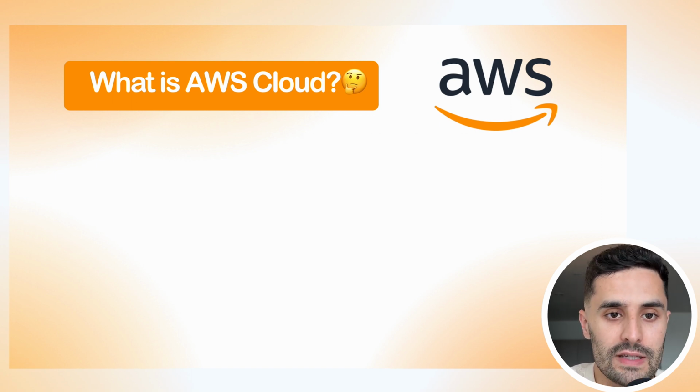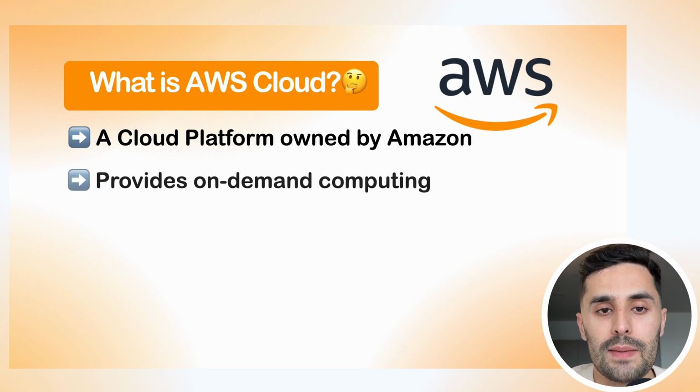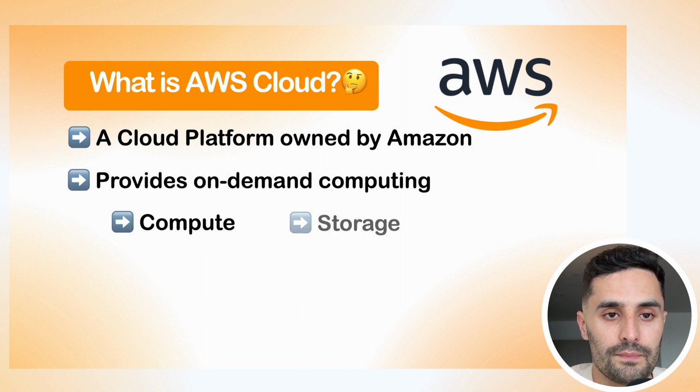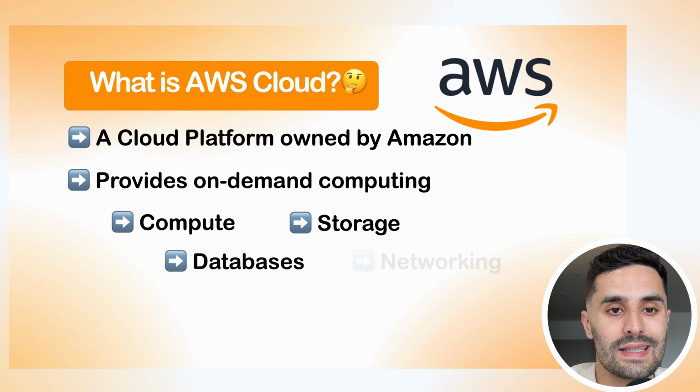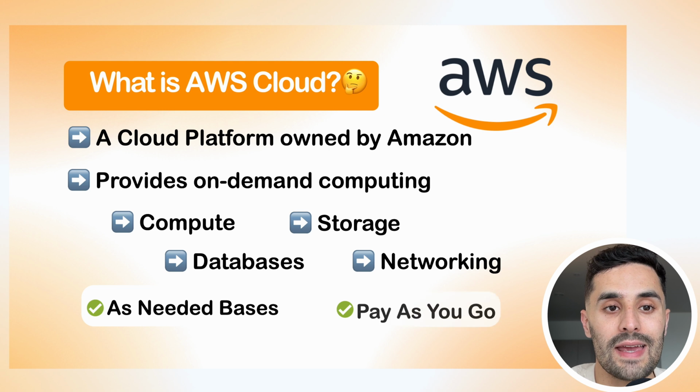Amazon Web Services, commonly known as AWS, is a cloud services platform provided by Amazon. It offers a broad set of on-demand computing services like computing power, storage, databases, networking, and more. These services are available on an as-needed basis, and customers only pay for what they use, a model that's often referred to as the pay-as-you-go model.